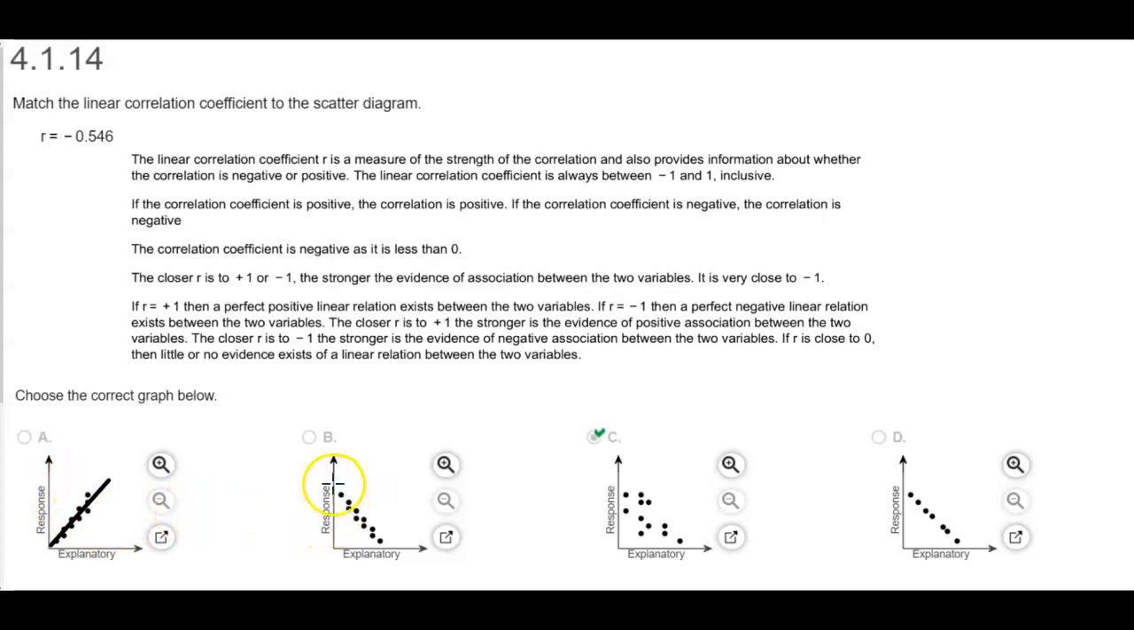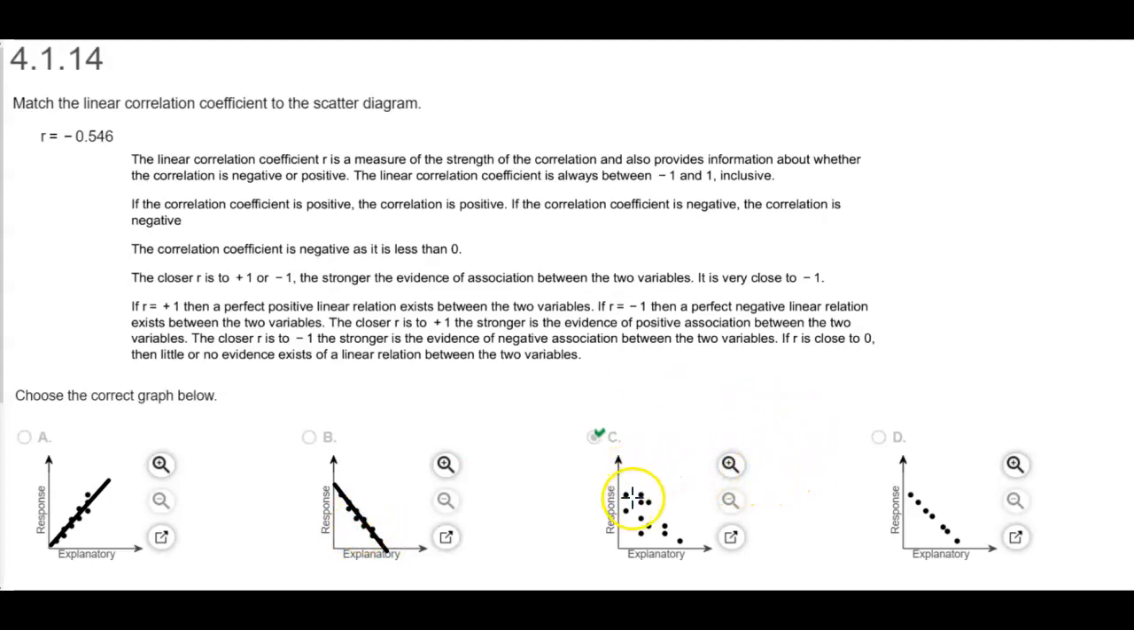Now, if we look at B, here we have a line. We can put a line through that data, and again, we don't have too many points scattered outside of that, or many outliers, but it's going down. So it's a negative linear relation, and it's almost a perfect negative linear relation because all the points are still close together.